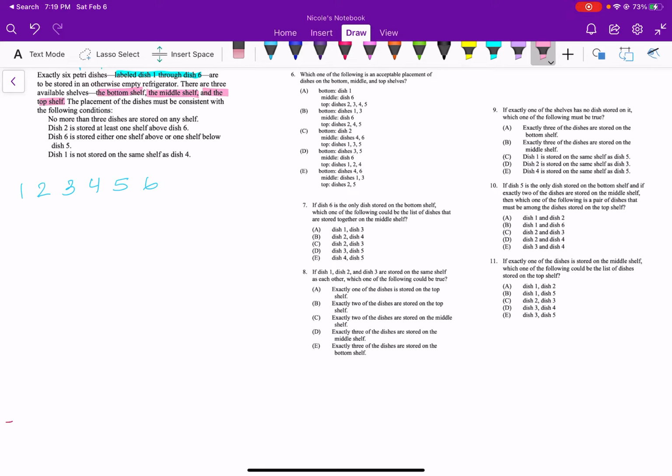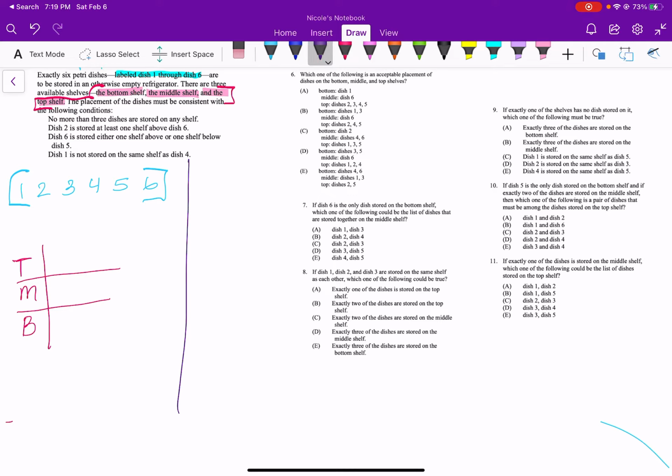The placement of the dishes must be consistent with the following conditions. All right, so I know that this is going to be a grouping game because we have 3 groups that we're trying to place the dishes in. So our groups are the top shelf, the middle shelf, and the bottom shelf. So we have 3 groups, and we're trying to place the 6 dishes in those groups. All right, and we have to listen to the following conditions.